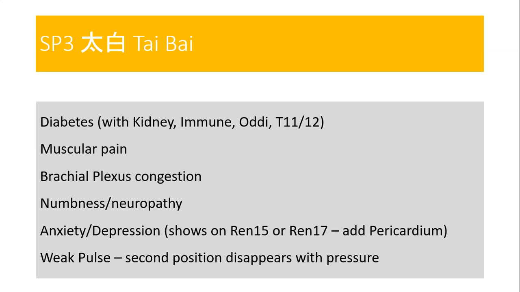It is a big point to be considered for anxiety and depression, which will often show on REN 15 or REN 17. And in that case, I do add the pericardium.